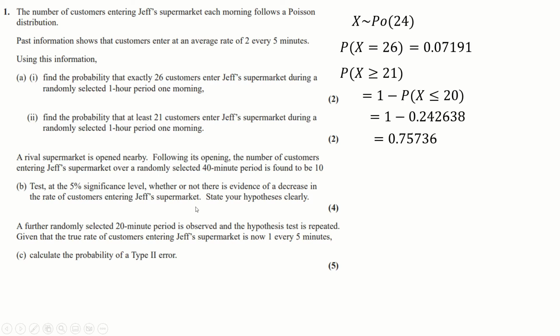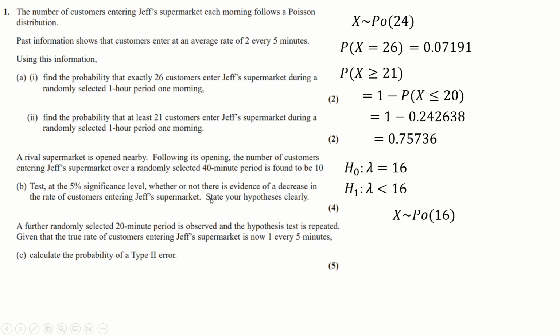A rival supermarket opened up, and it says that over a randomly selected 40-minute period, the customers is found to be 10. Do a significance test. So, of course, H naught is going to be, okay, so 5 times 8 is 40. So 2 times 8 is 16. So we'll say null hypothesis is lambda is 16. H1 is lambda is less than 16 because we're going to just have a look for evidence of a decrease.